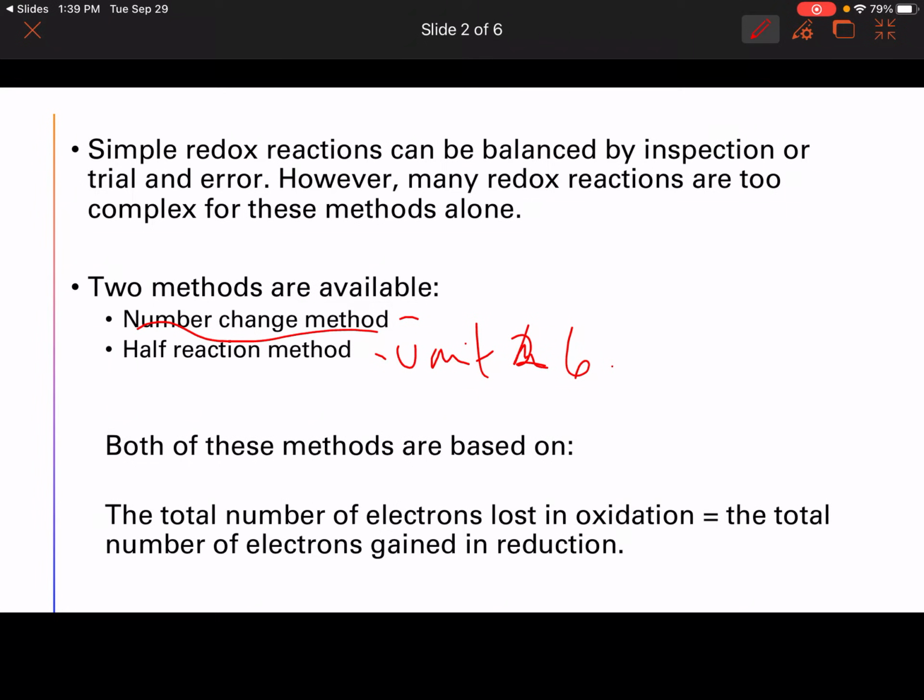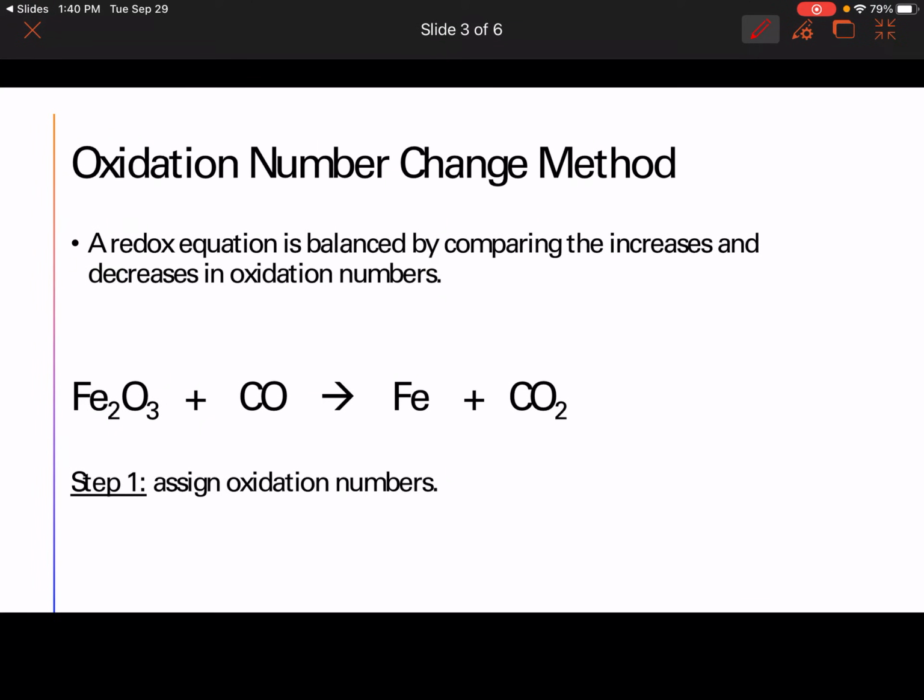Both of these methods are based on the premise that the total number of electrons lost in oxidation, remember that's our Leo, are going to be equal to the total number of electrons gained in reduction. So we've got our Leo, the lion goes grr. Again, we're going to look at the oxidation number change method today. A redox equation is balanced by comparing the increases and decreases in oxidation numbers.